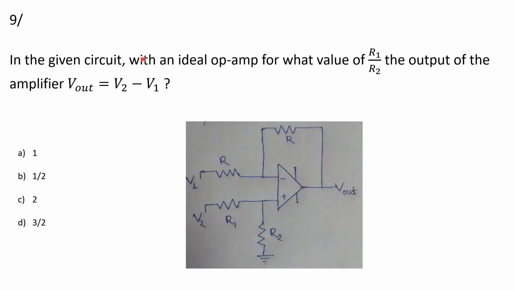Then, in the given circuit with an ideal op-amp, for what value of R1 by R2 is the output of the amplifier V out equal to V2 minus V1? So basically it has been given that V out is equal to V2 minus V1, and we have to find out the value of R1 by R2 here. And here is our diagram. And the options are 1, 1 by 2, 2 and 3 by 2.